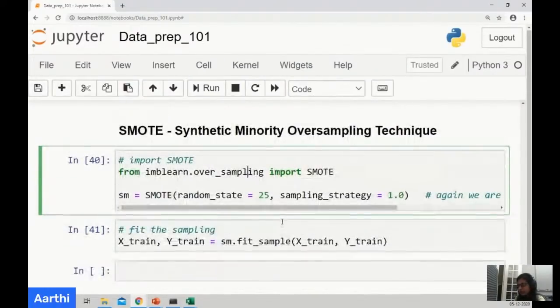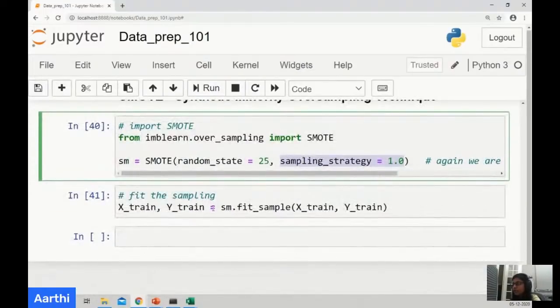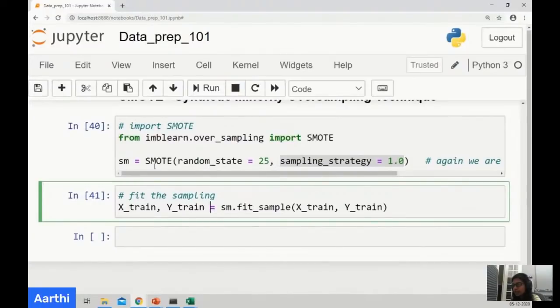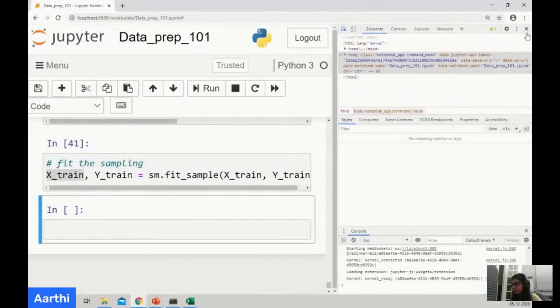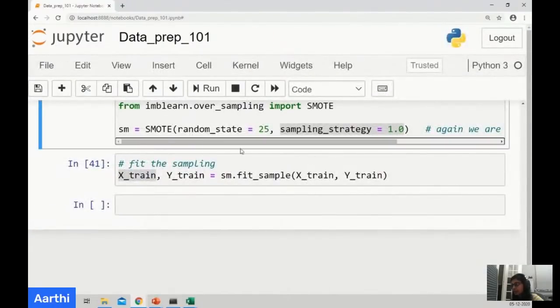SMOTE, synthetic minority oversampling. This is a direct algorithm that you take from imbalanced-learn, and then here you give the sampling strategy as 1. What this means is an equal class split between 1 and 0. You can give 0.75 over here if you want to keep some of the class imbalance, or you can give something like 0.6 as well, if you want to keep that 60-40 split instead of both being equal. Yeah, and then you do the SMOTE fit, and then you have your data.